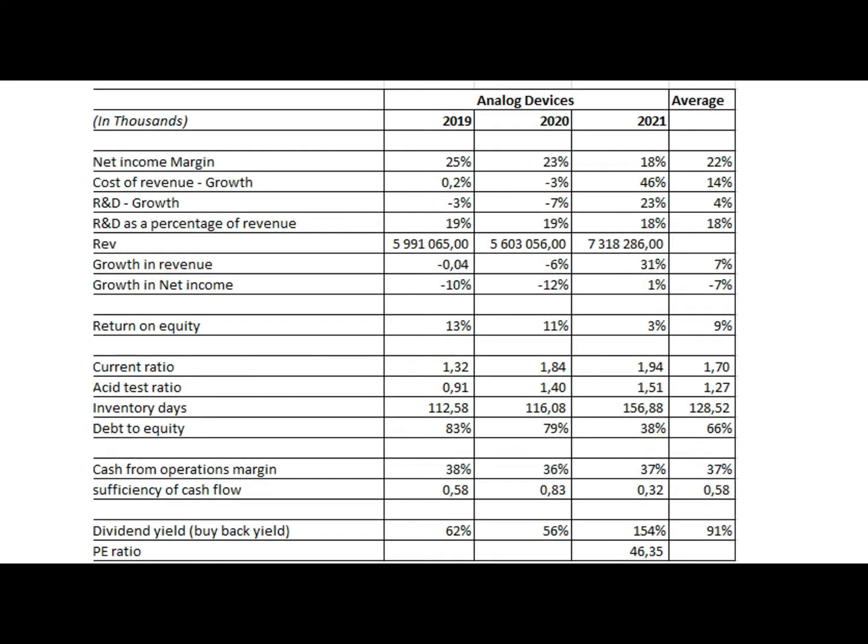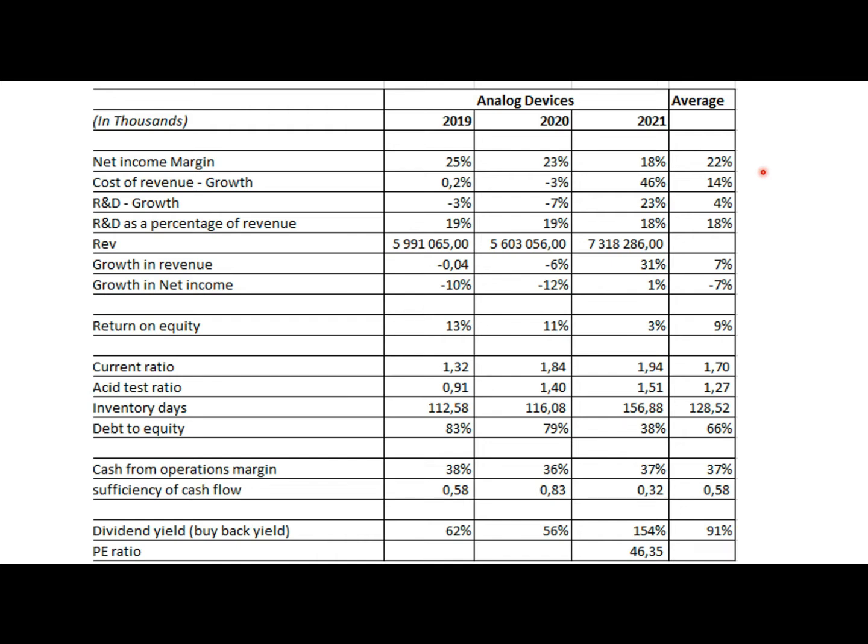Quickly, analog devices. Analog devices designs, manufactures, tests, and markets software and subsystems that leverage high-performing analog signal and digital processing technologies. That was a lot just to say that they design and manufacture systems. But anyway, let's move on.